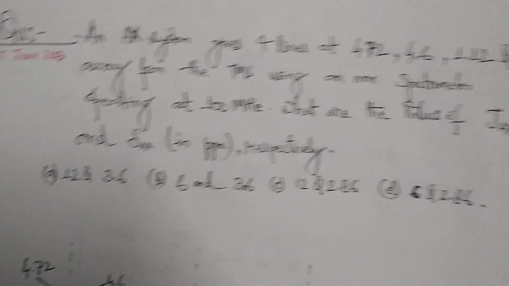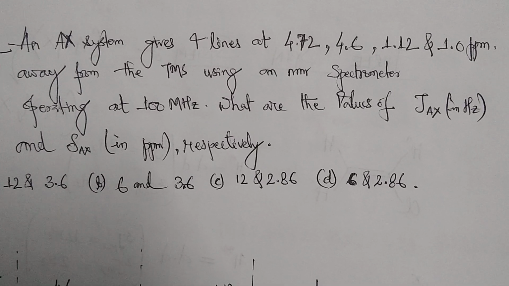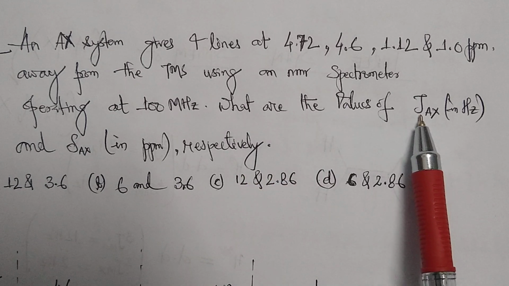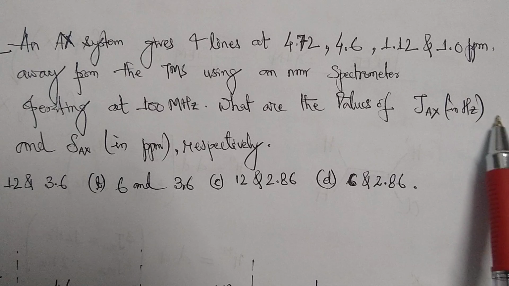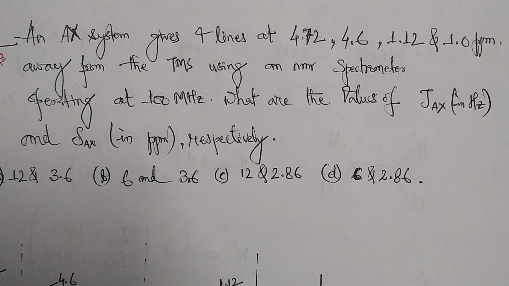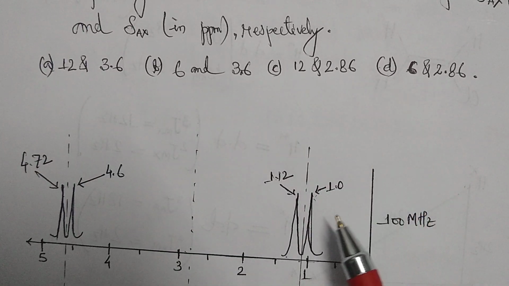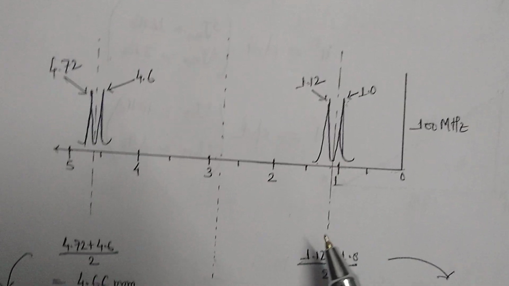For this question, it is an AX system which gives 4 lines at 4.7, 4.6, 1.12 and 1.0 ppm away from the TMS using an NMR spectrometer operating at 100 MHz. What are the values of JAX in Hertz and delta AX in ppm respectively? So we need to find only two values. They have given 4 options. Let us first calculate the value and then we will approach the answer.